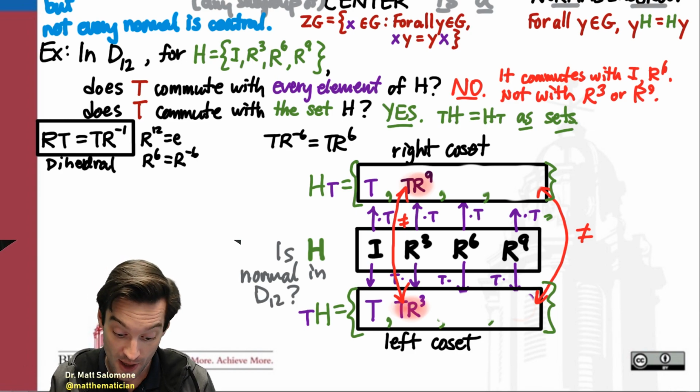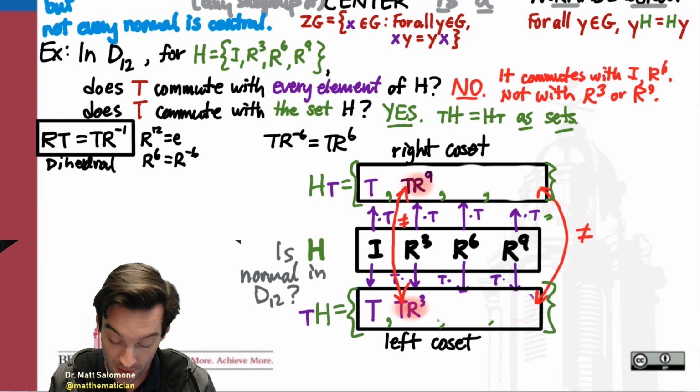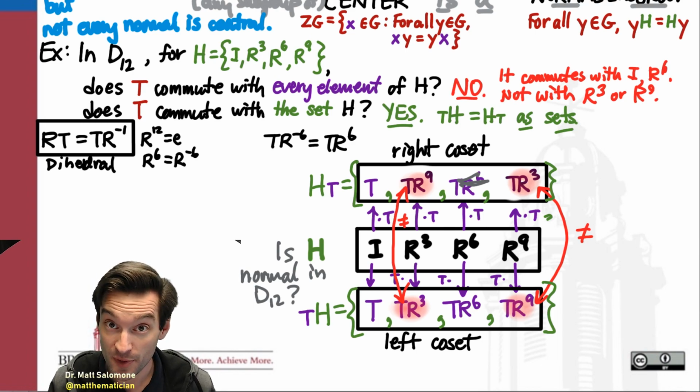That's a stronger condition. That's a center or a centralizer condition. We don't need that equality to happen element by element. We need it to happen at the level of the whole set. Which means that we really do need to check that even though TR to the 9th showed up here instead of TR cubed, if we keep going, this TR cubed ends up showing up later on in my right coset. And this TR to the 9th ends up showing up later on in my left coset. So the moral of the story is if you're checking to see whether a subgroup is normal, you cannot stop after just checking that one of its elements doesn't commute with something. You have to understand the entire left and right cosets before you can make that determination.